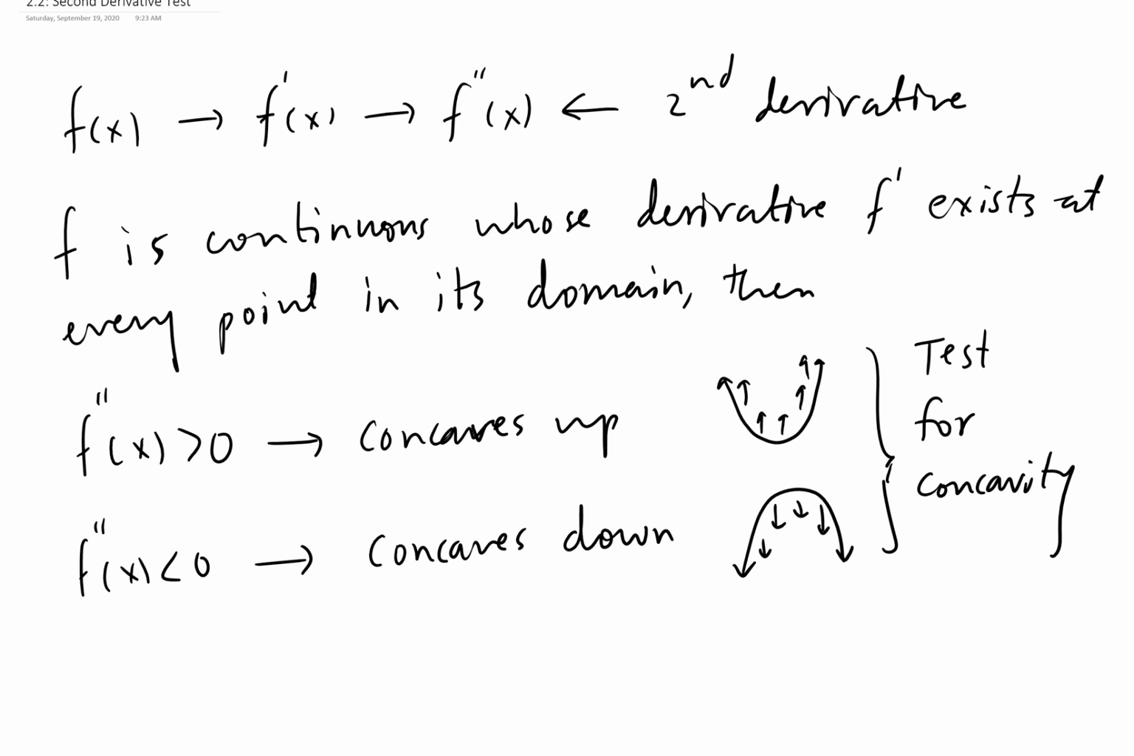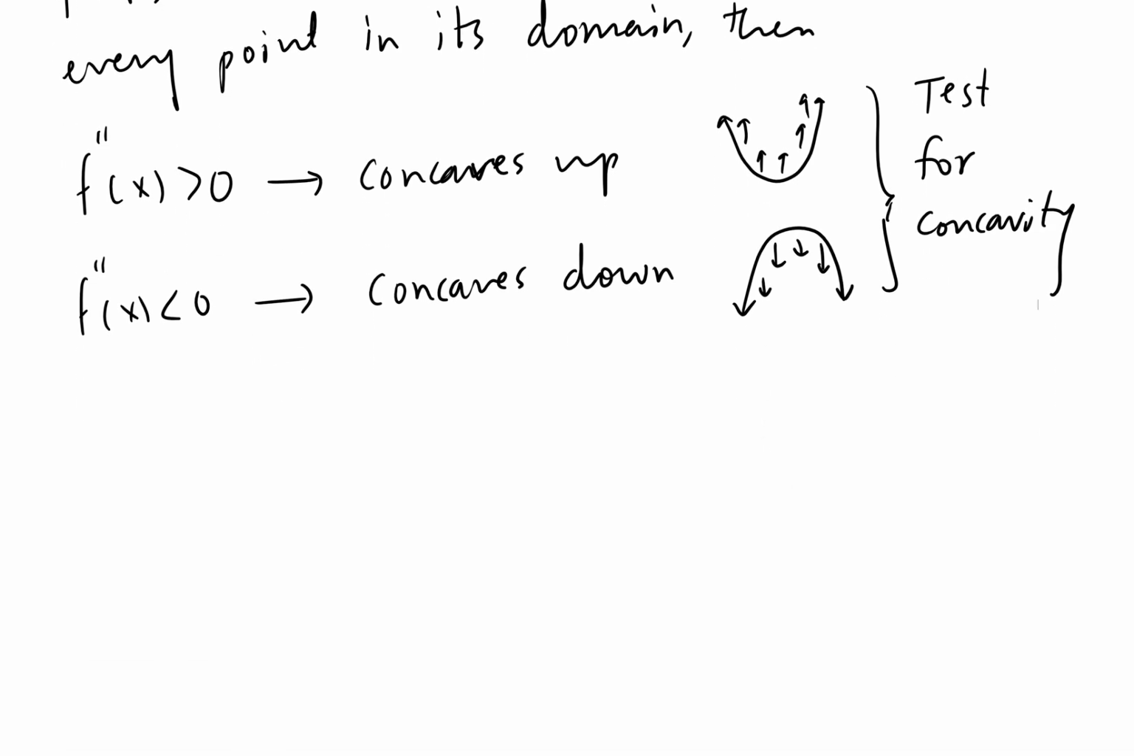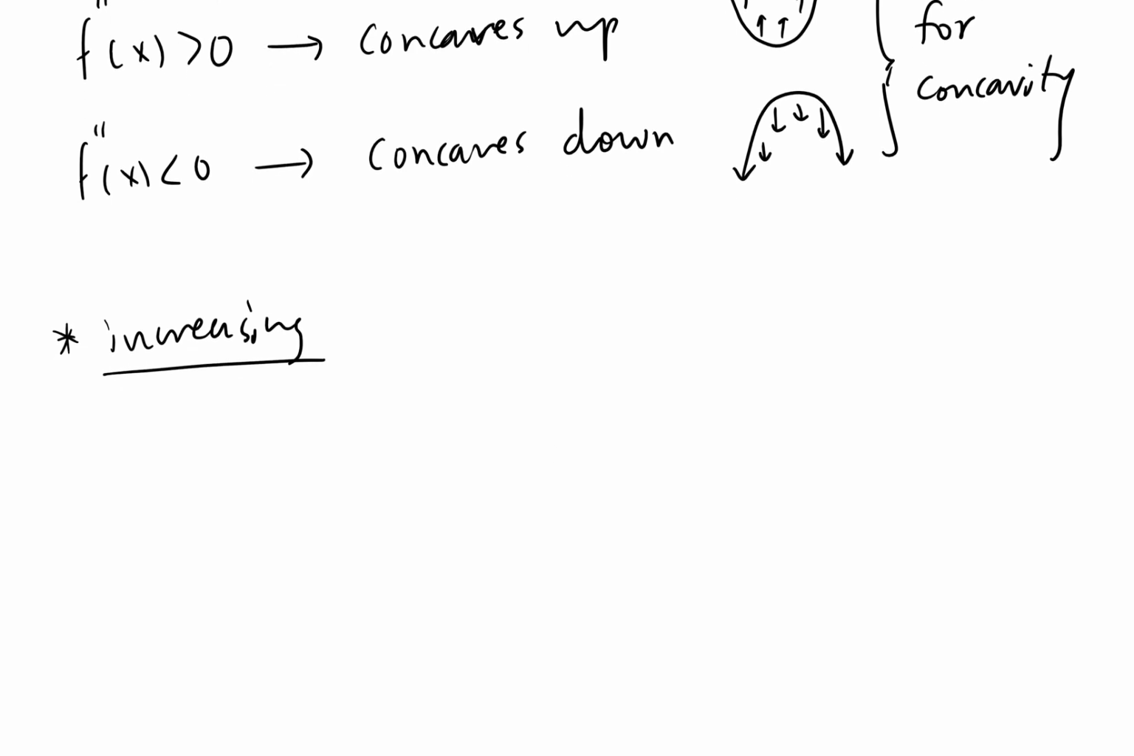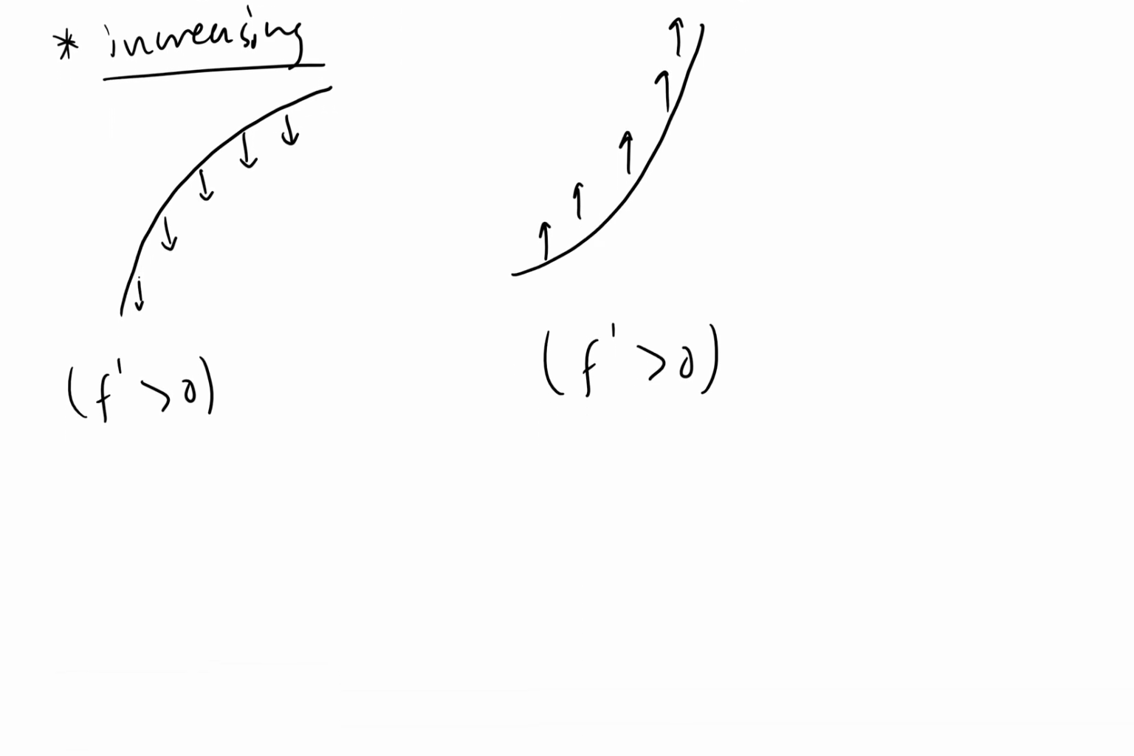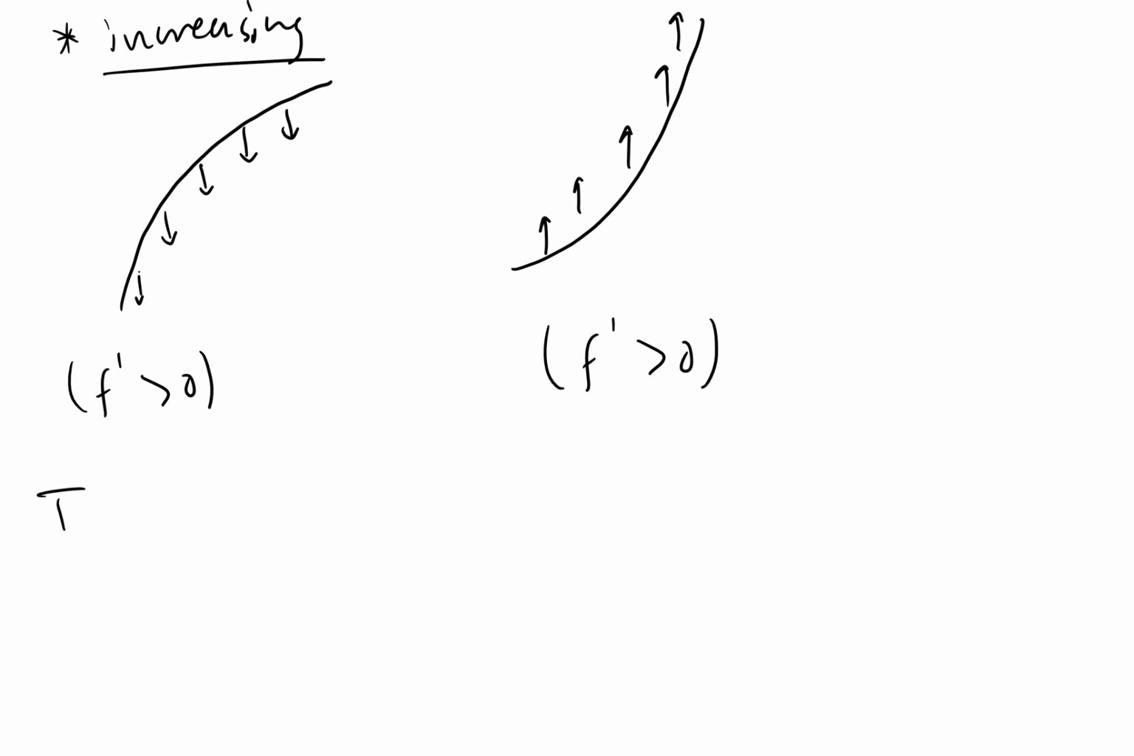Also, good to know or introduce, when is the function increasing? How does it look? Increasing means it's always going from left to right upward. There are two options. Either it goes this way or it goes this way. In both of them, that's when the derivative is bigger than 0. That's what increasing is. But the difference between them is that the first one concaves down and the second one concaves up.